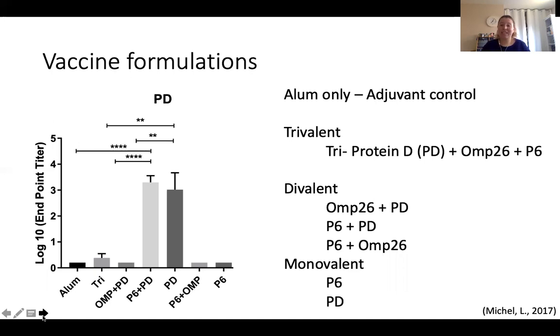Then we had 3 divalent versions. We had OMP26 and protein D, P6 and protein D, and then P6 and OMP26. Then we had 2 monovalents, the P6 only and then protein D only. We did not test OMP26 only, as we knew that it wouldn't generate a strong enough antibody response itself.